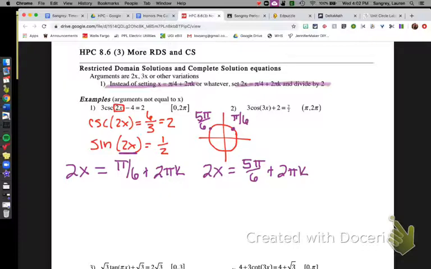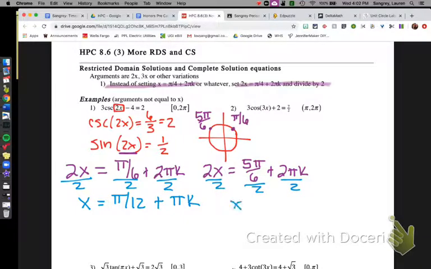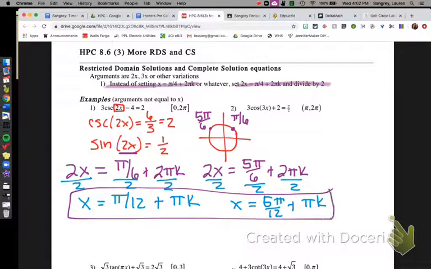So now the only thing you have to do is divide everything by 2. So this is going to be x equals pi over 12 plus pi k. Same thing to the other side. So now we have x equals 5 pi over 12 plus pi k. So this is your complete solution.